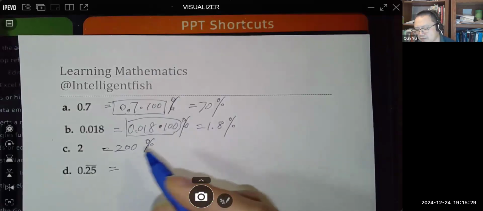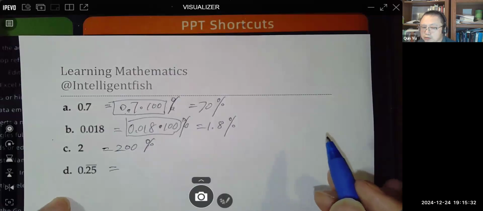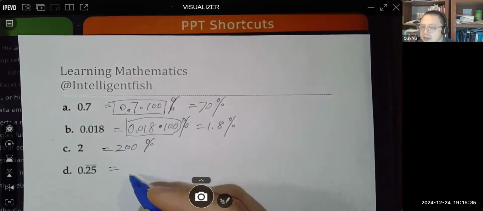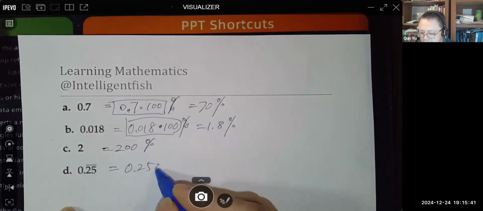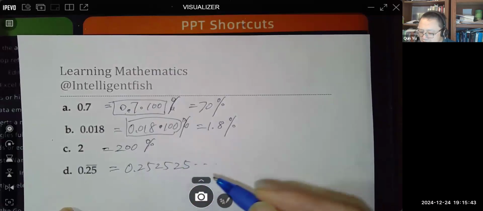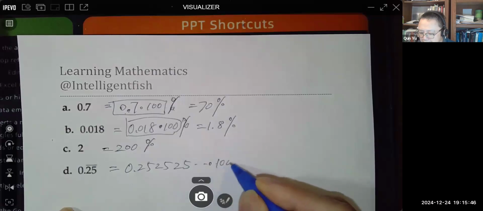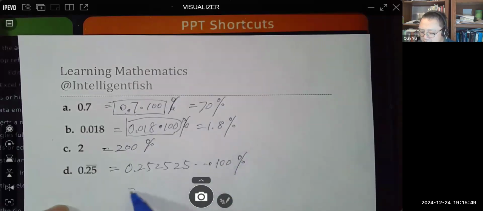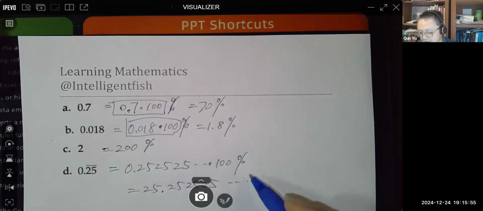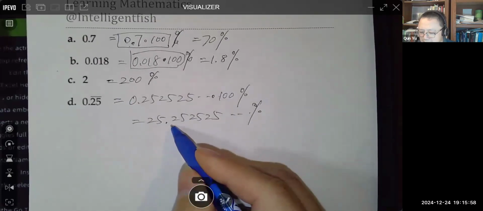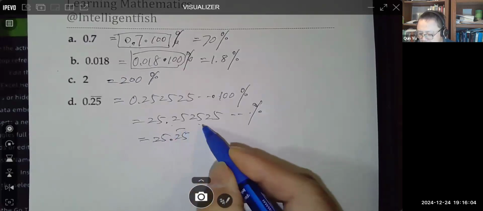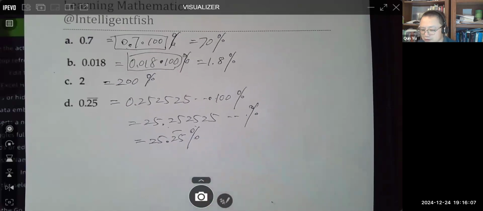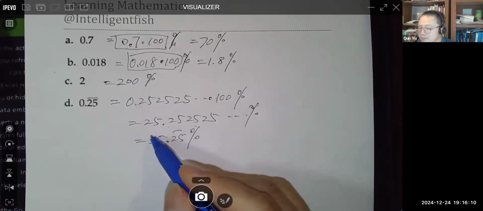Now this one we need to be careful. If you see it, that's good. You just write your answer directly. But if you don't see it, 25 repeating itself, 0.25, 25, 25 forever. So if we multiply this by 100%, basically you get 25.252525%. Now basically 25 is repeating itself, right? So 25.25%. That's your answer.